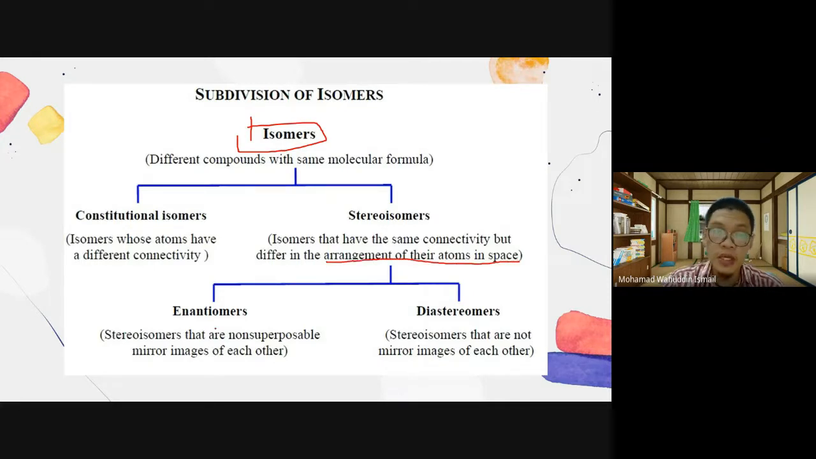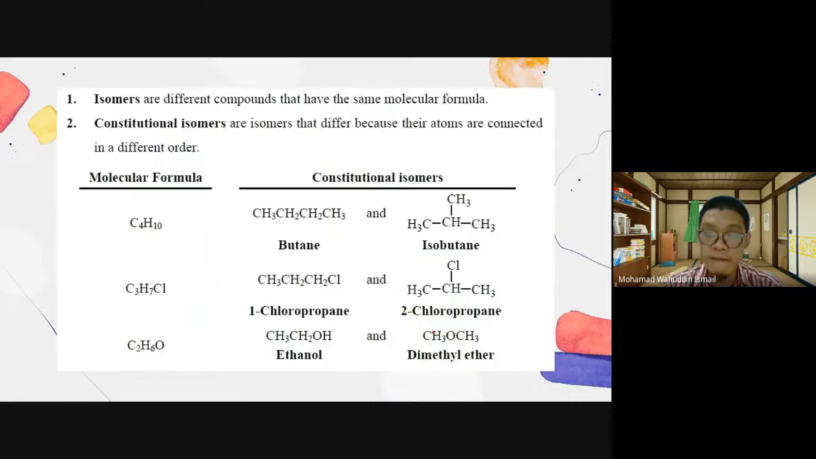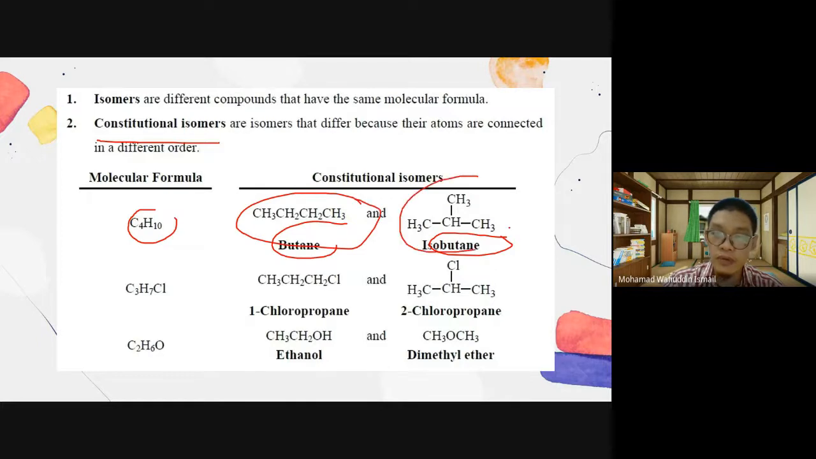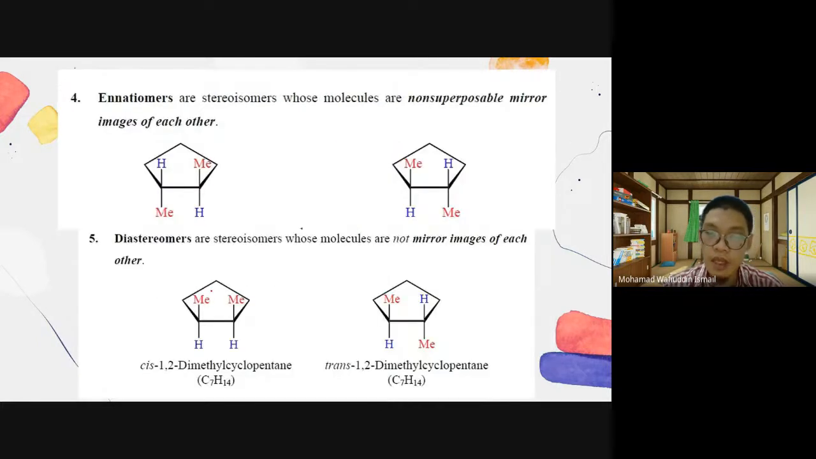That's the difference. Enantiomers are stereoisomers that are non-superimposable mirror images. Meanwhile, diastereomers are not mirror images and can be superimposable. Here is some example. We have a molecular formula with constitutional isomers. It can be butane, or it can be isobutane, meaning they are different molecules or structures. For enantiomers, they are non-superimposable on their mirror image. Meanwhile, diastereomers are related to the cis and trans. That's the difference.